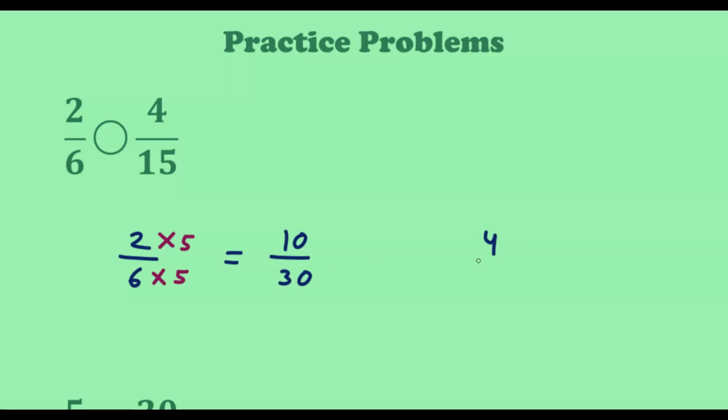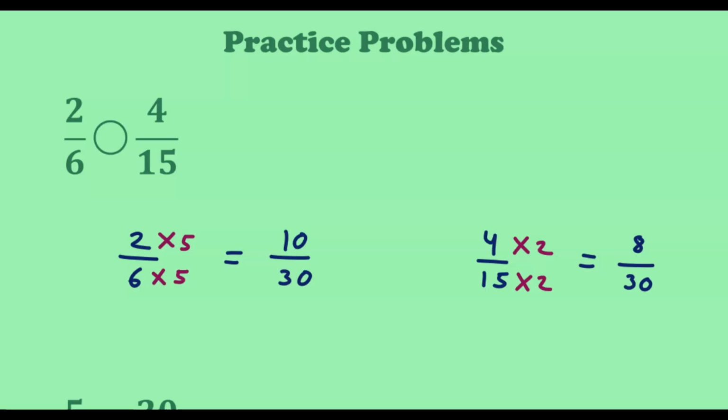Next, we have the fraction 4 over 15. Now, what we want to do is change 15 to 30. How do we do that? We multiply 15 by 2. And we want an equivalent fraction, so we multiply the numerator by that same number. So what do we end up with? We have 4 times 2, that is 8, divided by 15 times 2, that is 30.